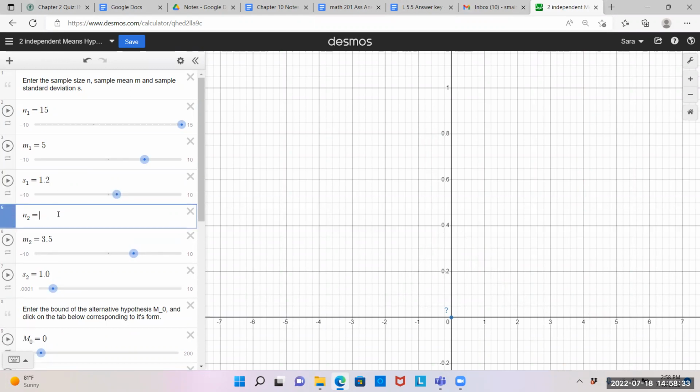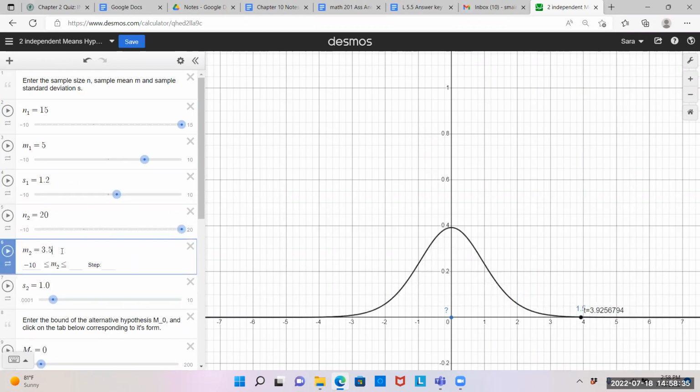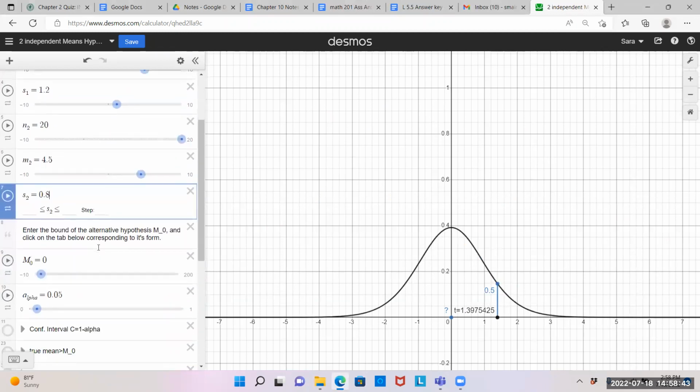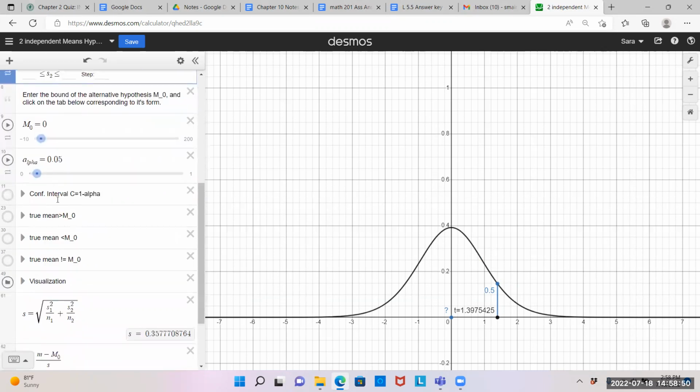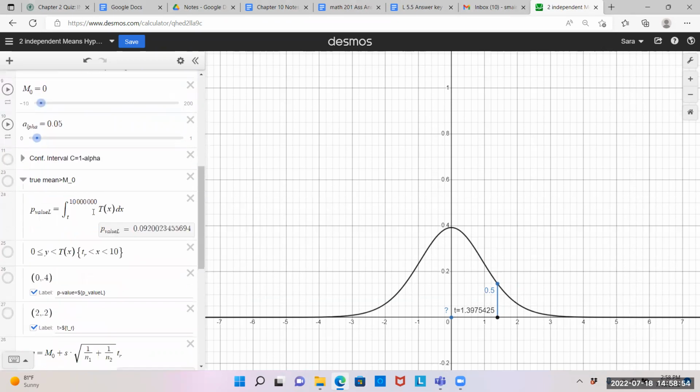The other sample size was 20, and the mean was 4.5, and the sample standard deviation is 0.8. And the mean 0, we think the difference is 0, so we can leave that there. And then we're doing a greater than test.